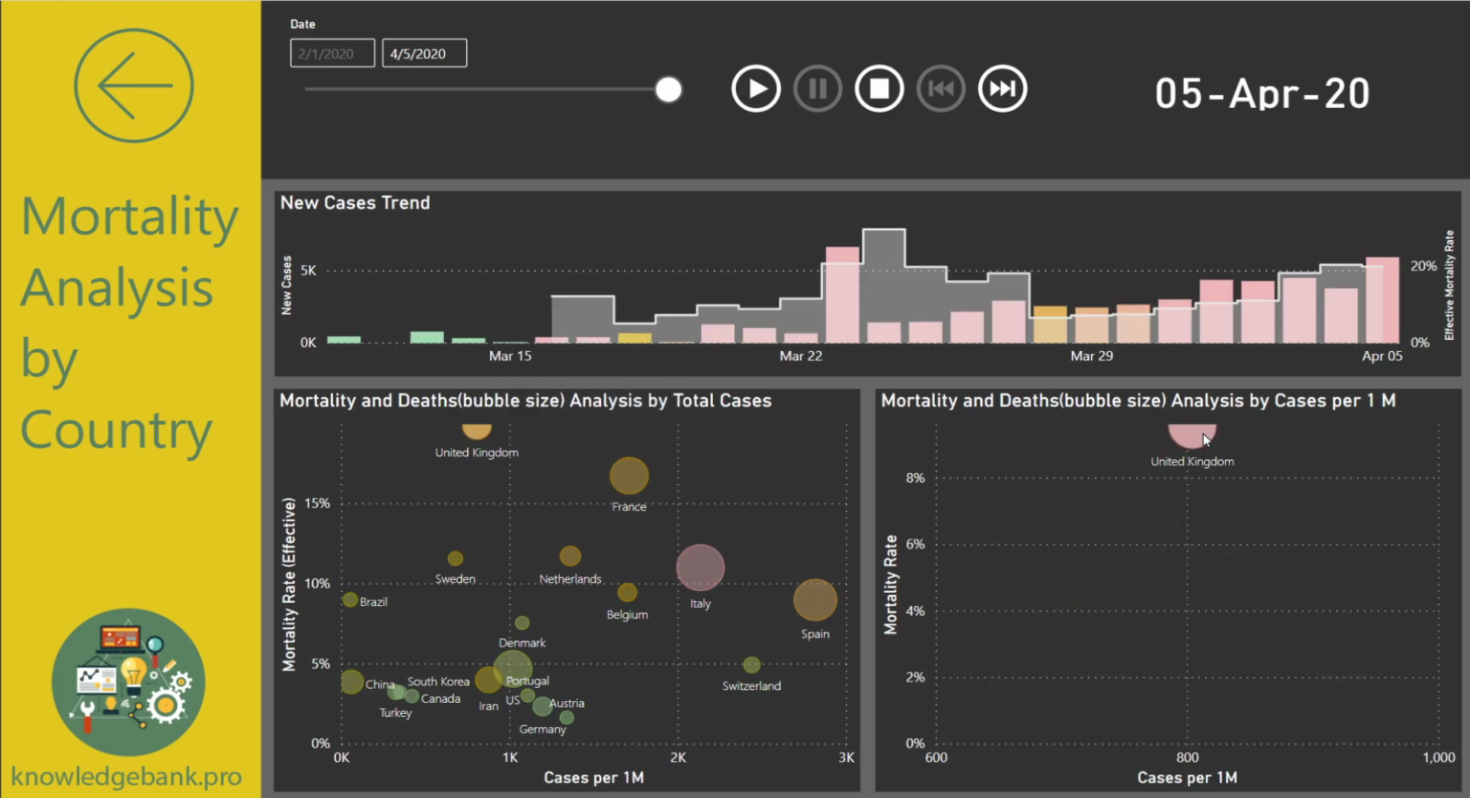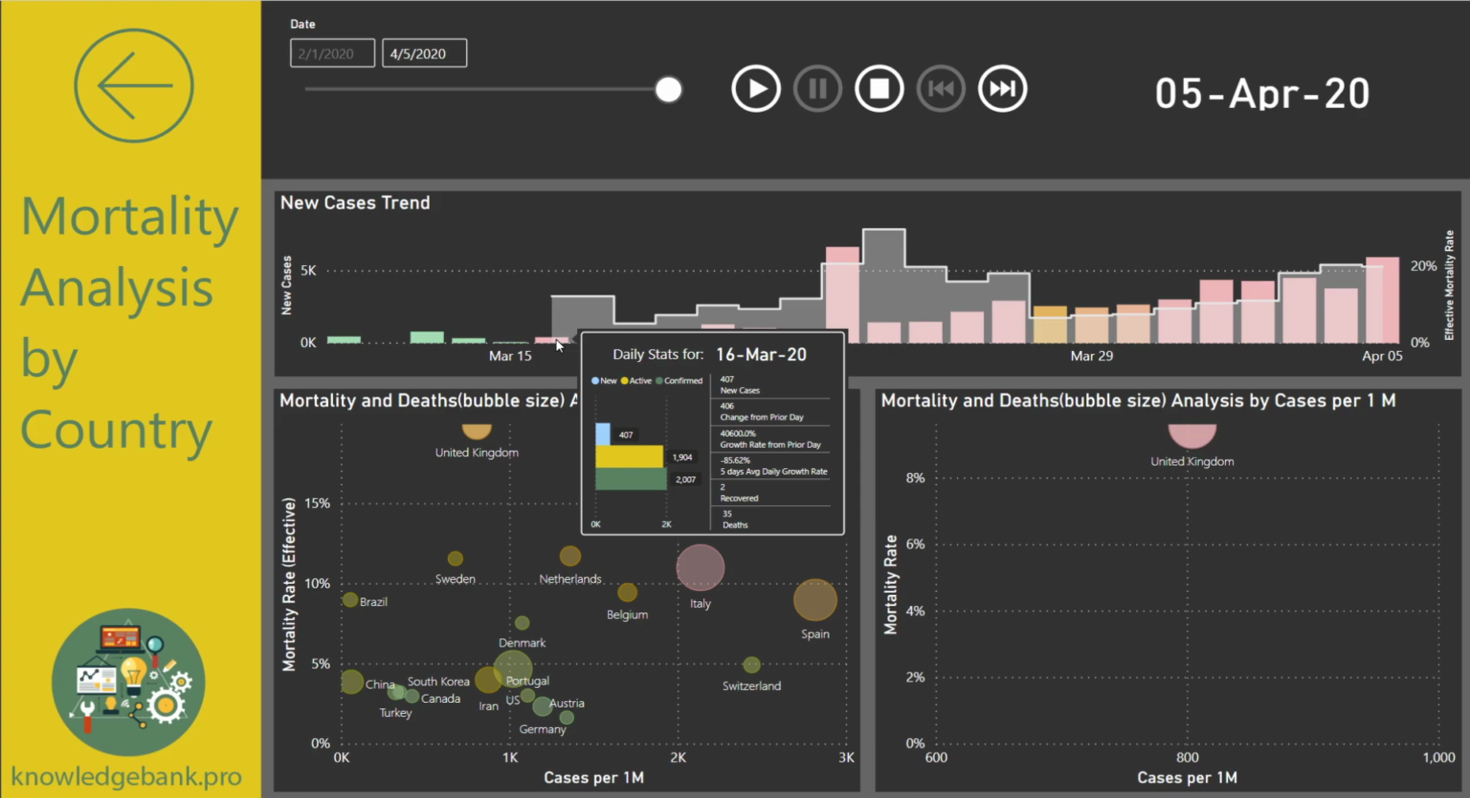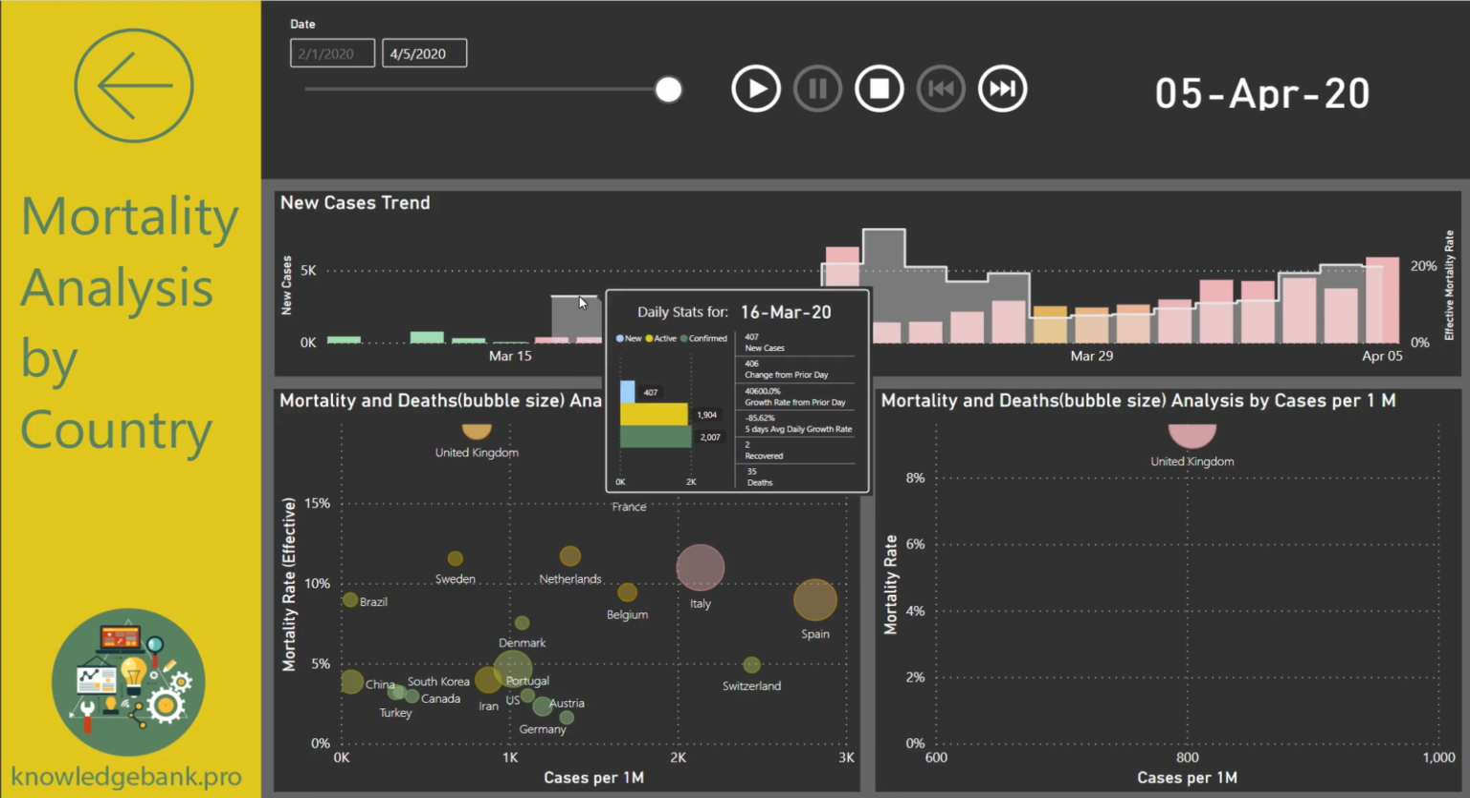So you can see that today the UK is sitting at roughly 800 cases per 1 million of population and a 9.59% mortality rate. However, in terms of the effective mortality rate, the percentage is much worse. It's 20%. And we can also see from this chart that mortality in the UK was kind of high pretty much from the very beginning.